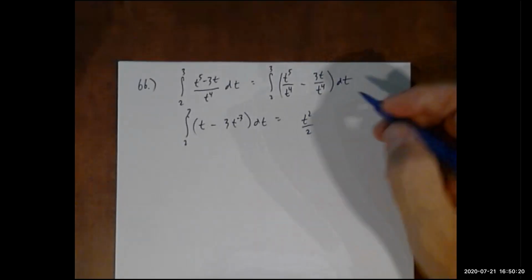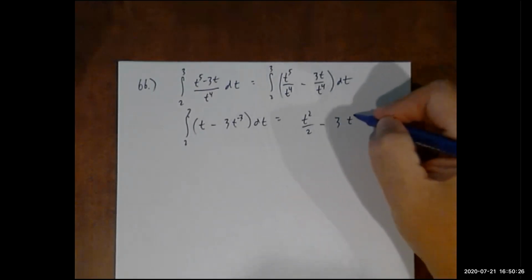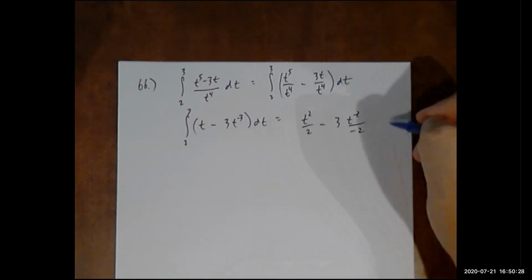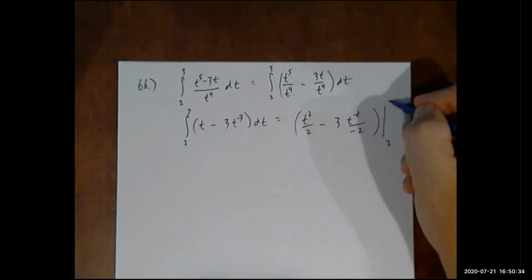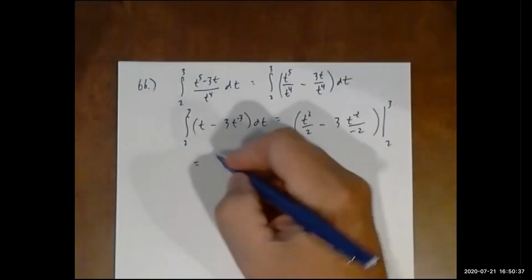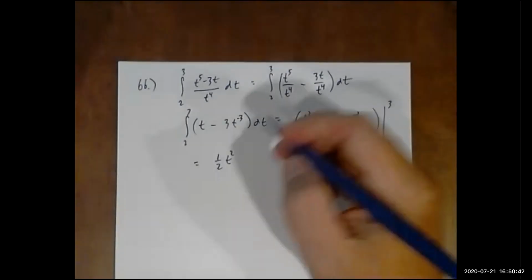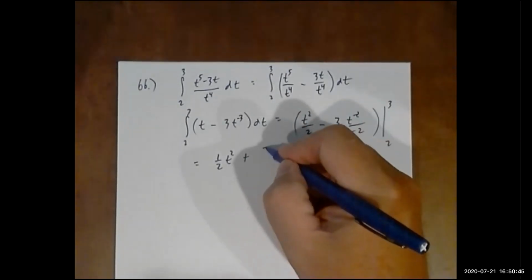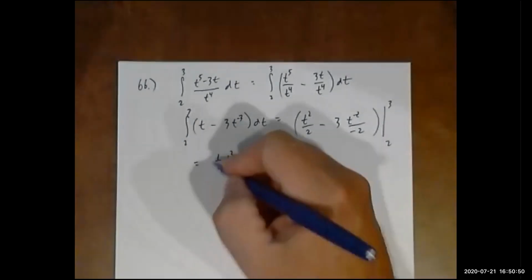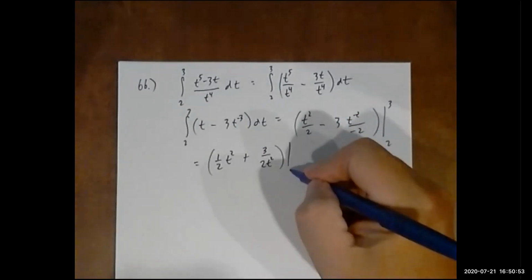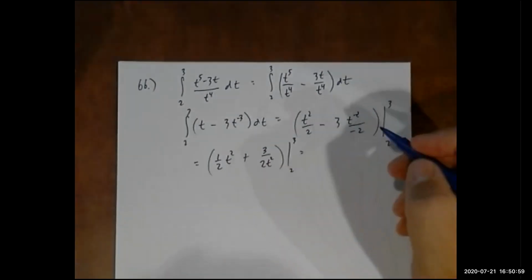So t squared over 2 minus 3 t to the minus 2 over minus 2, and all of that from 2 to 3. Let's simplify this a little bit. We'll call this 1/2 t squared plus 3 over 2t squared. So let's plug in 3 for the t's.